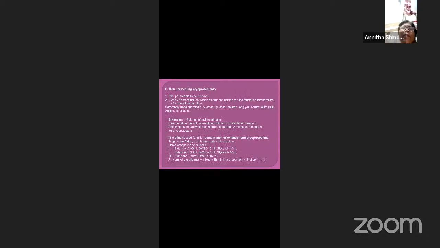Now, the common permeating cryoprotectants that are used are DMSO. DMSO means dimethyl sulfoxide. The second one is glycerol. Then you have methanol, and the fourth one is propylene glycol. So these are the four common permeating cryoprotectants that are used: DMSO, glycerol, methanol, and propylene glycol.